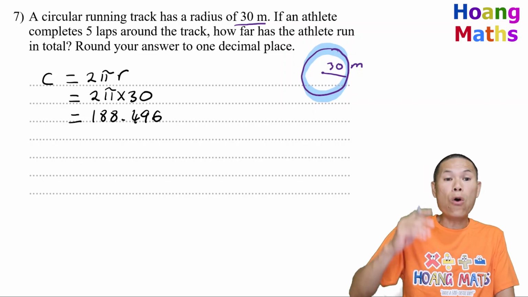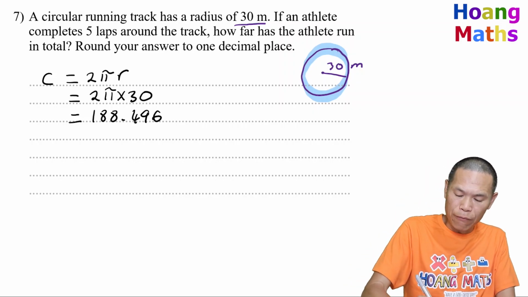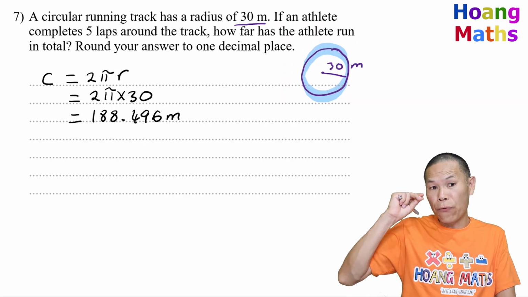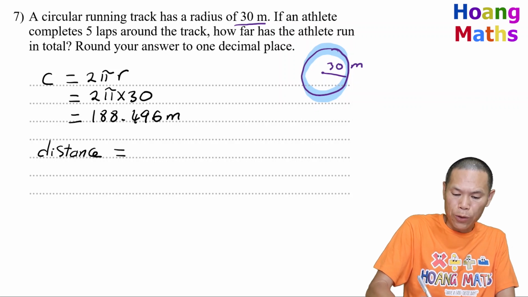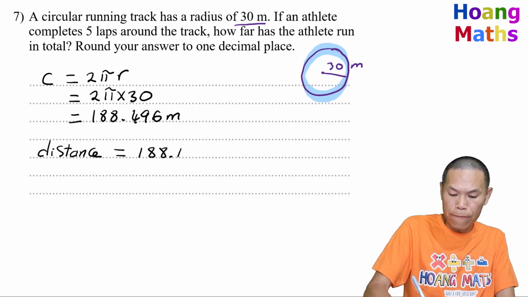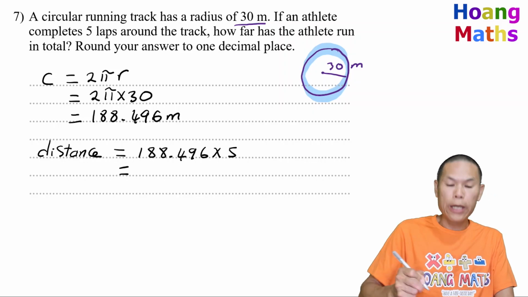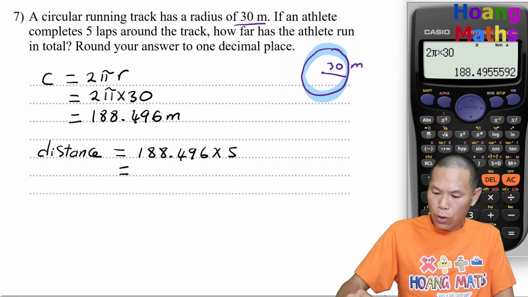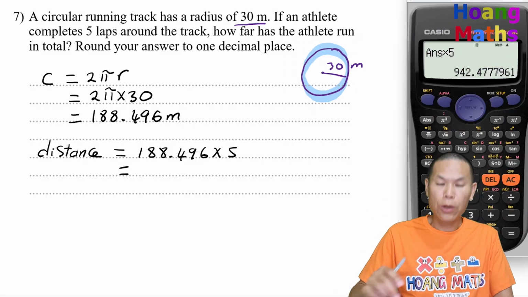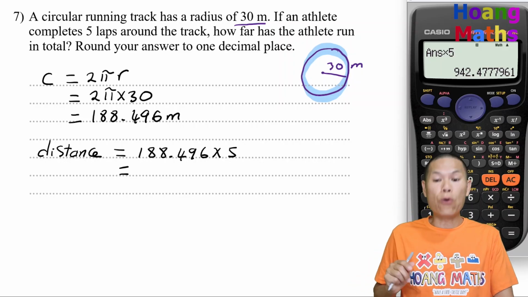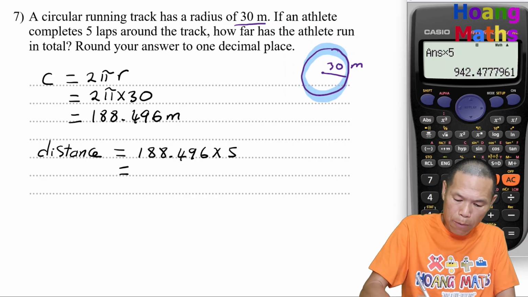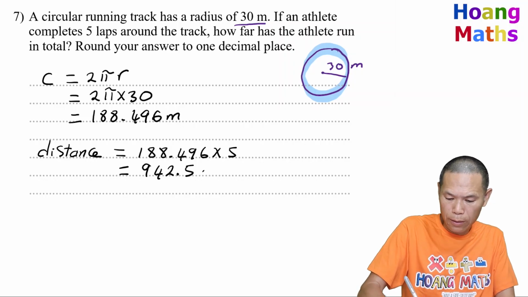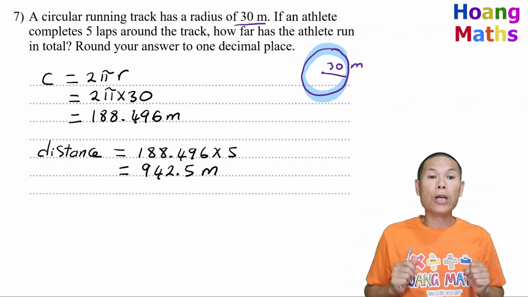And that is the distance for 1 lap. The athlete runs for 5 laps, so for the total distance, I can just write distance is 188.496 times 5. That is the total distance. So I just go answer times 5. So there you go, 942.5 meters, correct to one decimal place. 942.5 meters. So there you go.